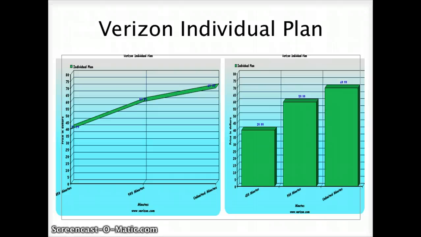On this slide, you can see the Verizon individual plan. The company offered three options: 450 minutes, 900 minutes, or unlimited minutes. The prices were $39.99, $59.99, and $69.99 respectively. So just take a minute to look at the graphs real quick.